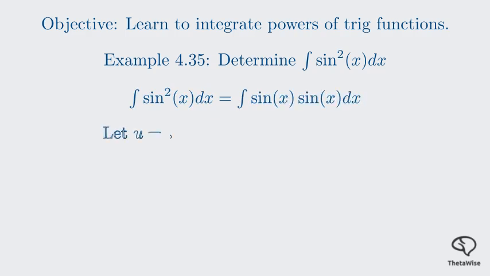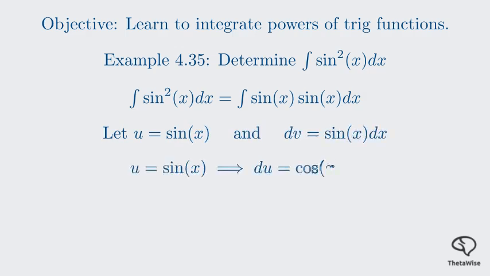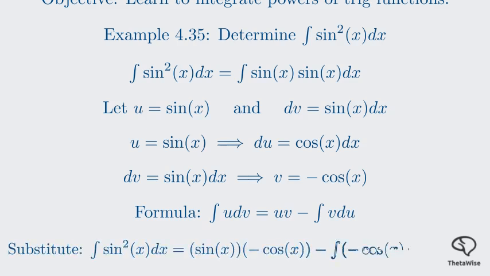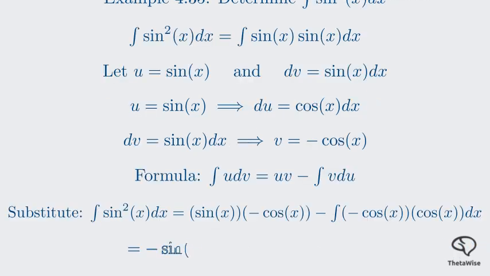For these cases, we often let u be the part whose derivative is simple and dv be the part that is easy to integrate. So we'll set u equals sin of x and dv equals sin of x dx. Now we apply the formula. Substituting, we get sin of x times negative cos of x minus the integral of negative cos of x times cos of x dx. This simplifies to negative sin x cos x plus the integral of cos squared of x dx.